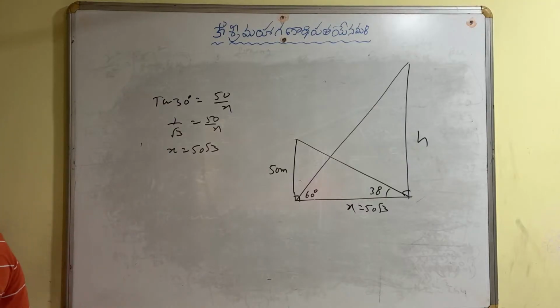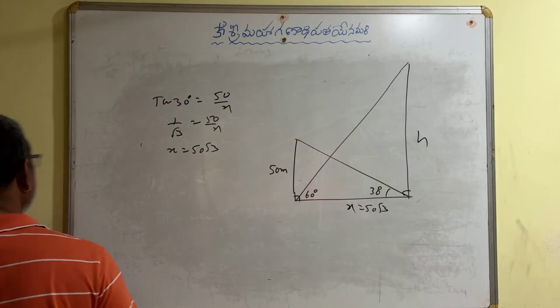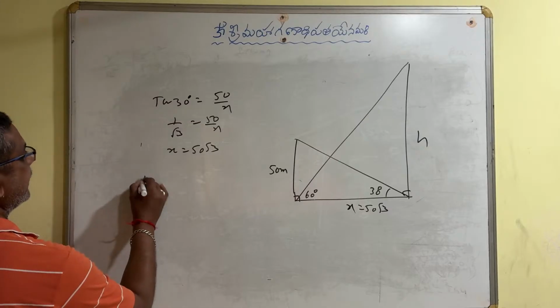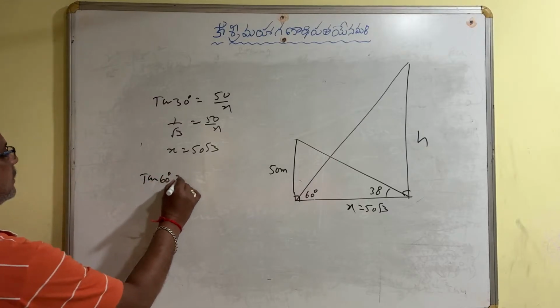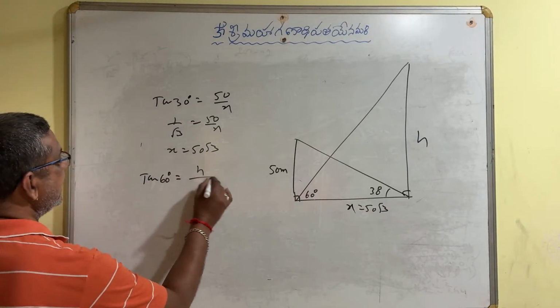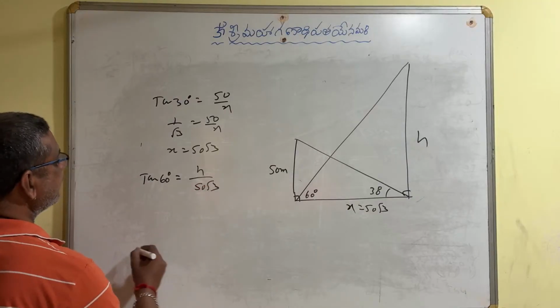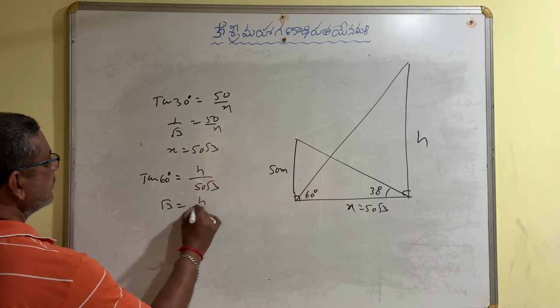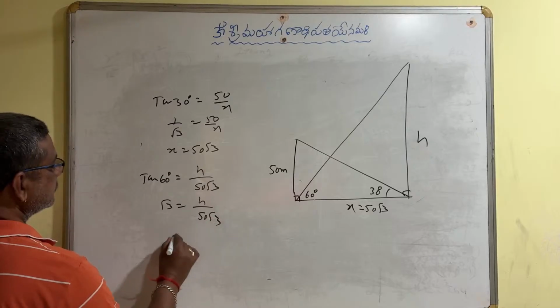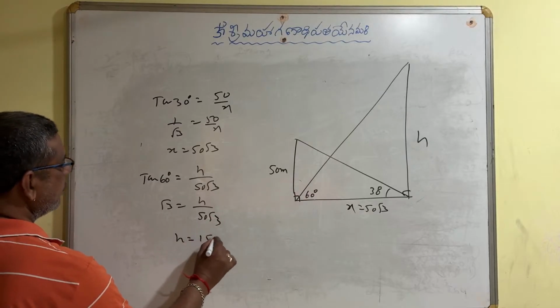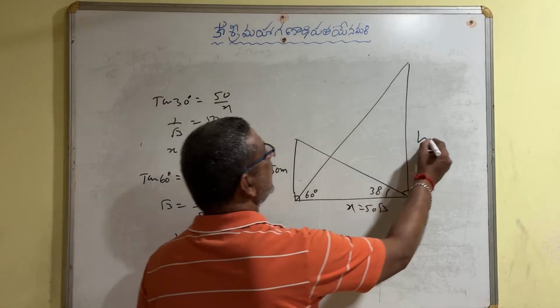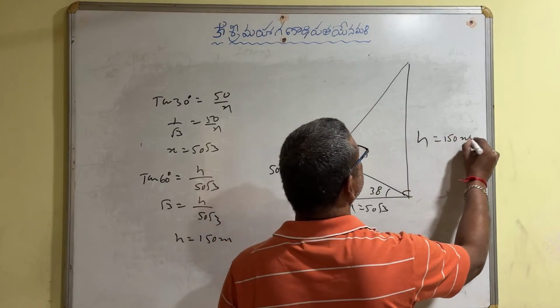Second question, find the height of the hill. Tan 60 is equal to h by 50 root 3. Tan 60 is root 3, so root 3 equals h by 50 root 3. So h will be 150 meters. So the height of the hill is 150 meters.